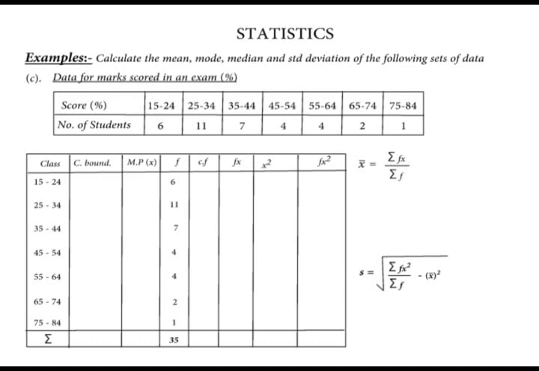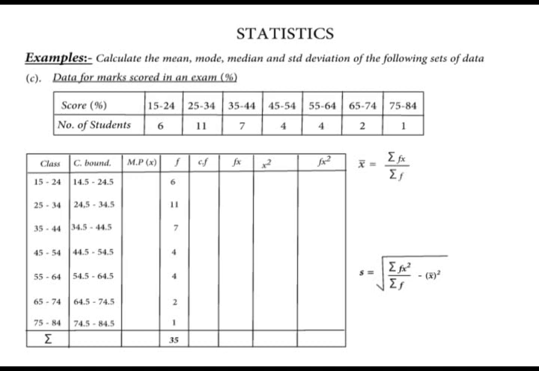Class boundaries. We subtract 0.5 from the lower limit and add 0.5 to the upper limit. For the first class, we shall have the boundaries 14.5 to 24.5. The next one, 24.5 to 34.5, all the way up to the last one, 74.5 to 84.5.